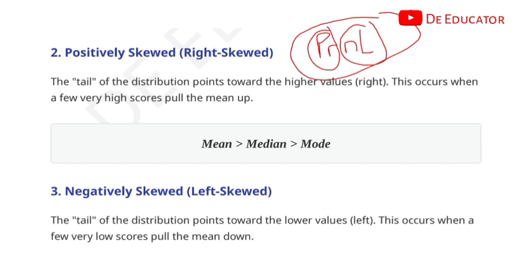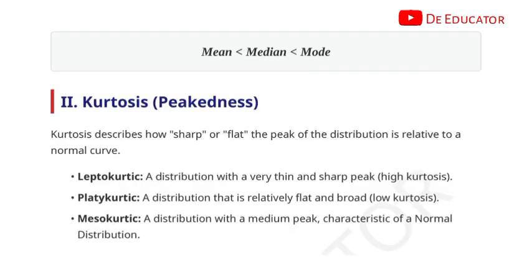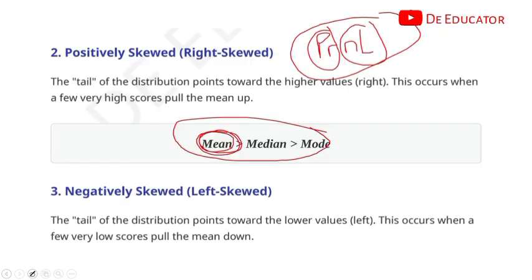So the tail of the distribution points toward the higher values, that's right. Higher values, right? This occurs when a very few scores pull the mean up. So when mean is greater than median and median is greater than mode, it is positively skewed, which means that the mean is always the highest. If they give you data and the mean is the highest, it means that it is positively or right skewed. But if they give you data where the mean is the lowest, it is known as left skewed or negatively skewed. Please take notes.